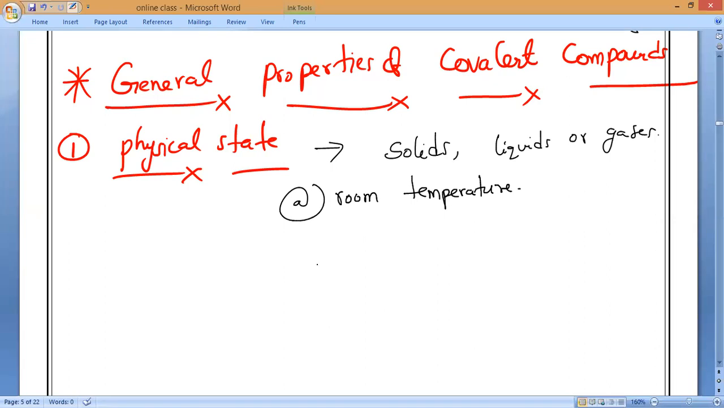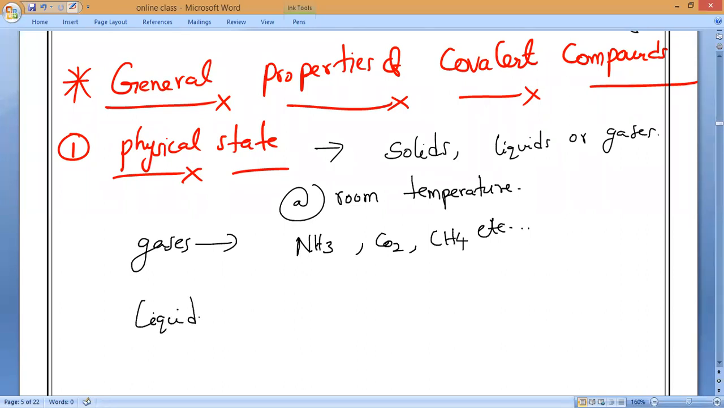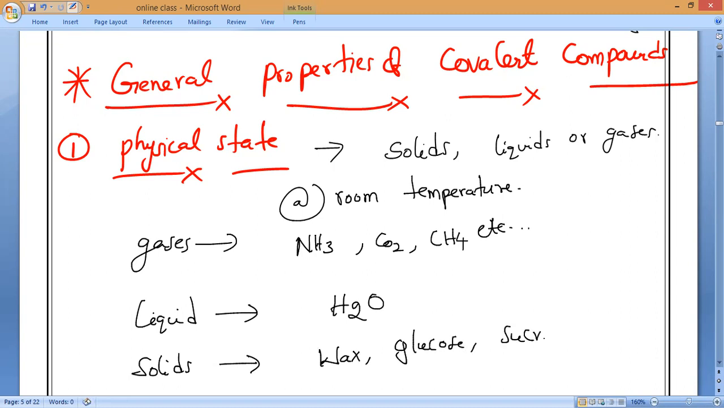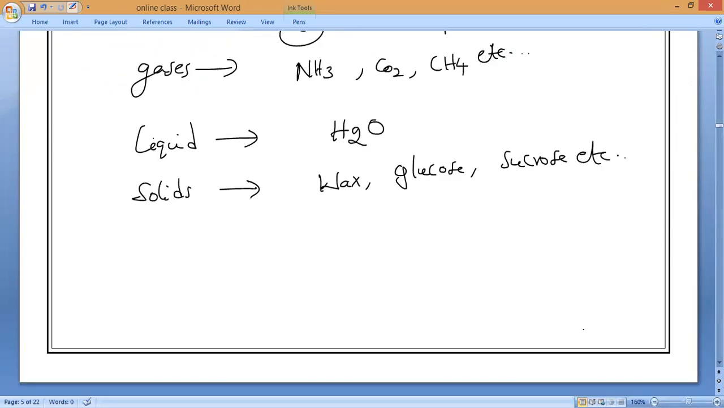Can you give examples of gases? Ammonia gas, carbon dioxide gas, methane gas. These are all examples of gases. Now liquids. What is the well-known liquid for us? Water. In the same way, for solids, examples you can take are wax, glucose, sucrose. These are examples of solids. So physical state is the first property.